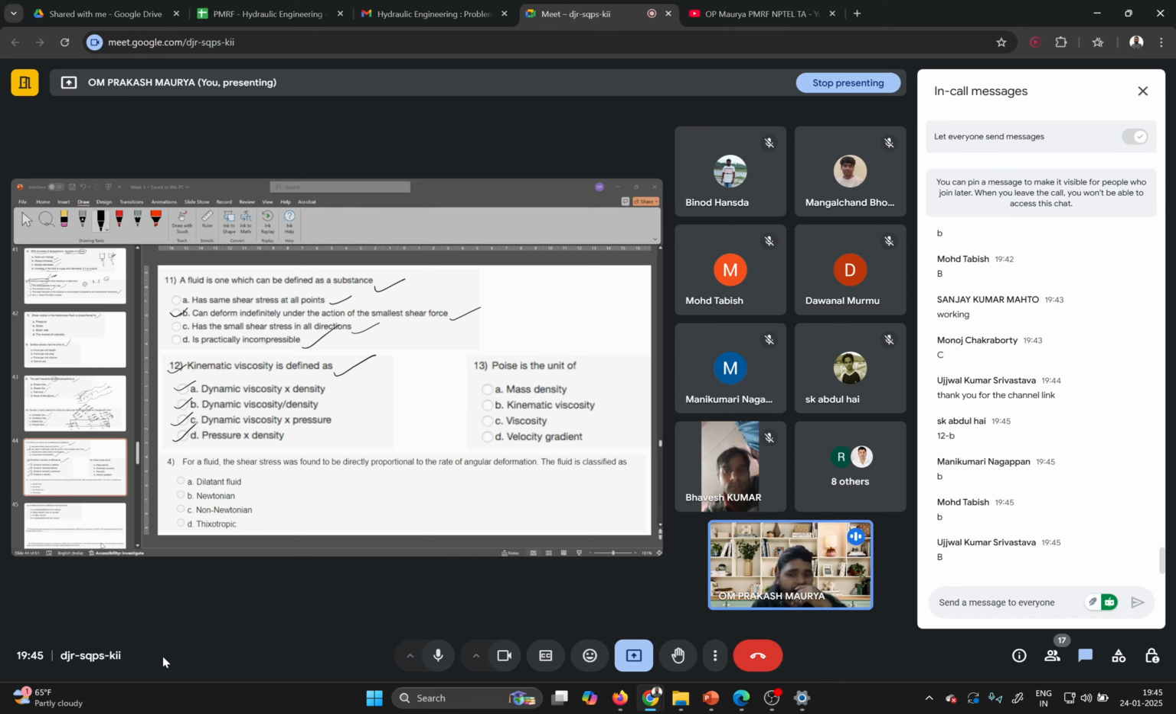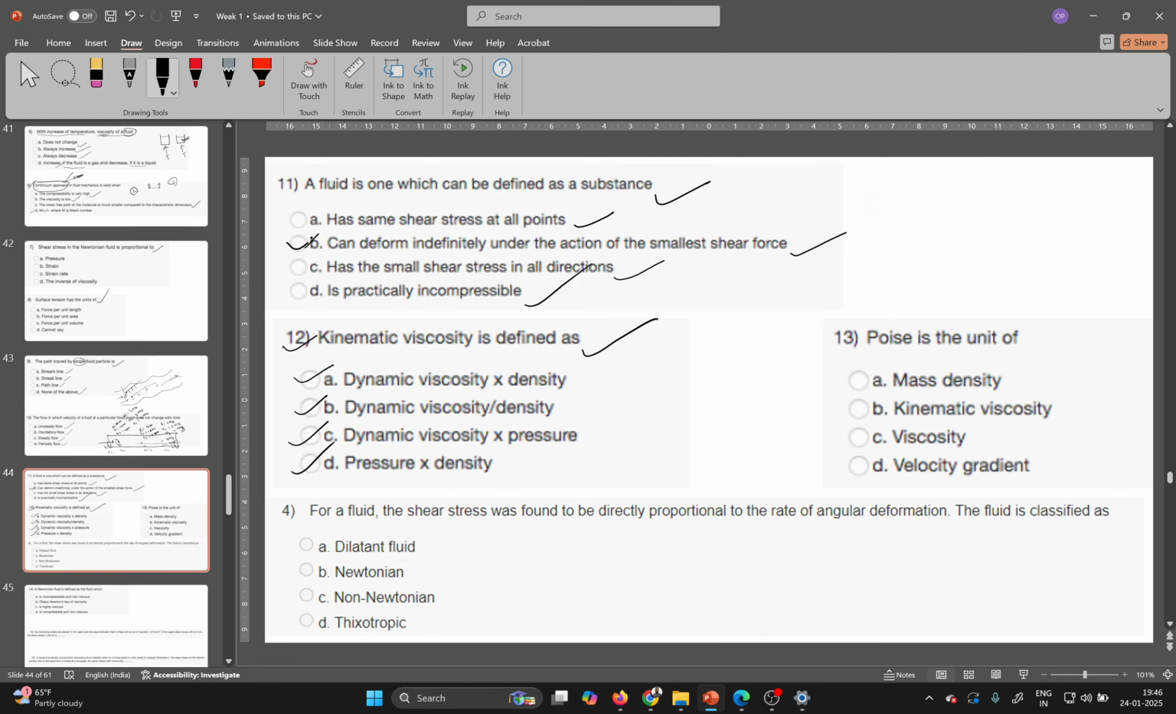Kinematic viscosity is the ratio of dynamic viscosity and density. Yes, it is correct. Option B, everyone is saying. Sometimes students forget whether it is the ratio of density or dynamic viscosity. Remember, here we are talking about kinematic viscosity. Definitely the viscosity term will be in the numerator. In the denominator, the density will appear. So remember always, due to the nomenclature. The poise is the unit of, you know already, viscosity.